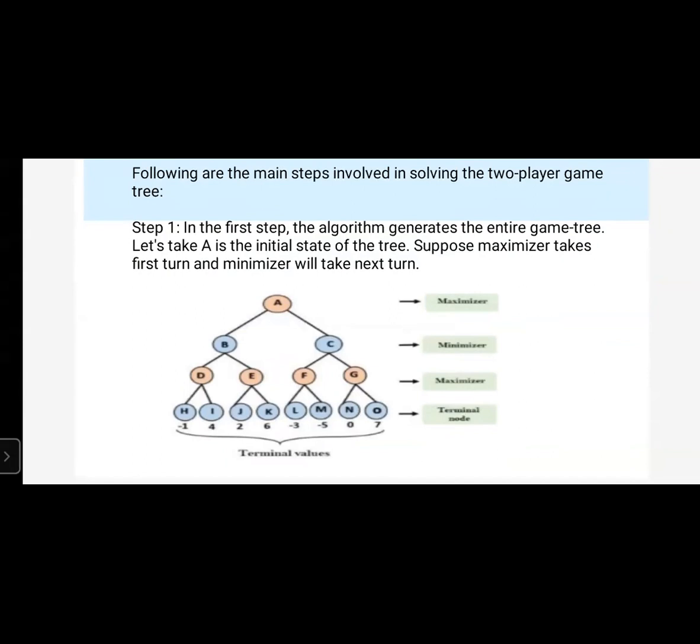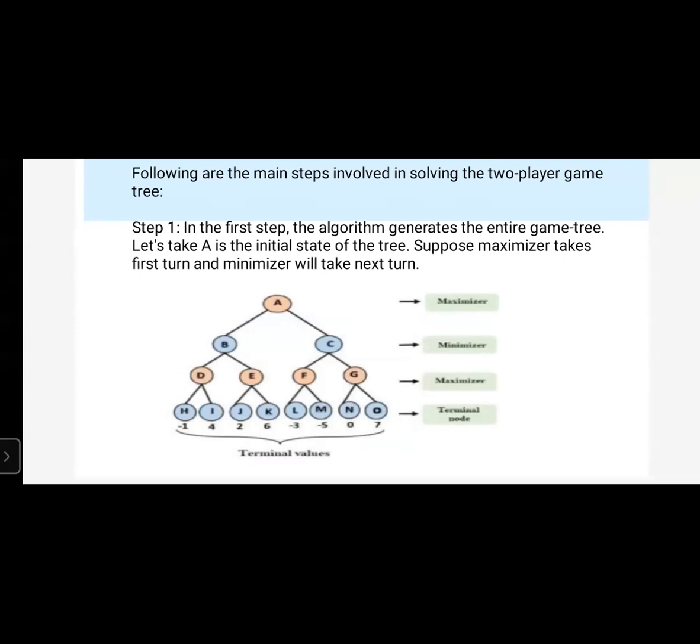Maximizer and minimizer. So the first step. These are the terminal values, that is H, I, J, K, L, M, N, O. These are the terminal values. In the first step, the algorithm generates the entire game tree.